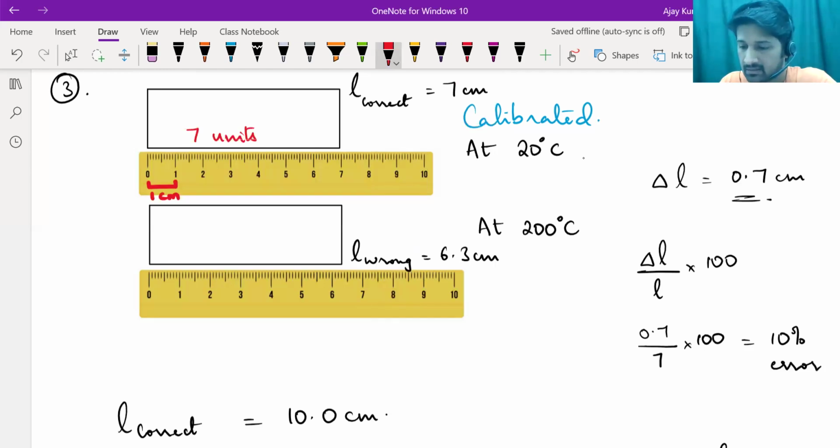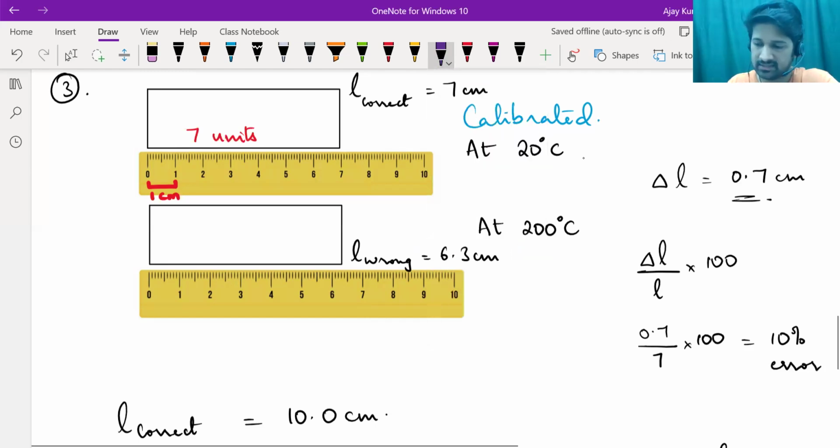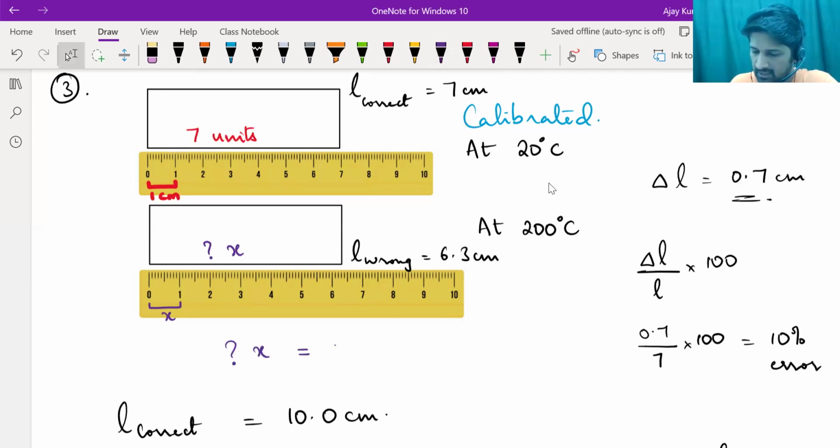Now what happened due to thermal expansion, the unit size has increased. Okay. Let's say the unit now is X. How many X's are there in this length is what you need to find out. The object's length did not change. The scale got expanded, that's all. Okay. So how many X's become equal to 7 centimeters is the question.